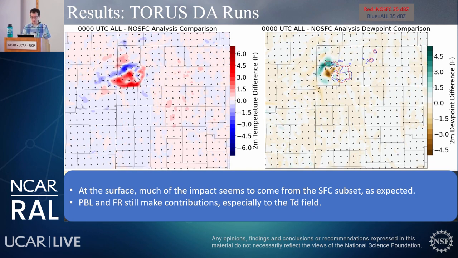And the no surface experiment is really the one that has the closest impact here. So this matches the spatial pattern of the all experiment compared to control pretty well. So I think a lot of that impact at the surface, as expected, comes from the surface subset. But the PBL and free atmosphere still make contributions, especially to that dew point field.